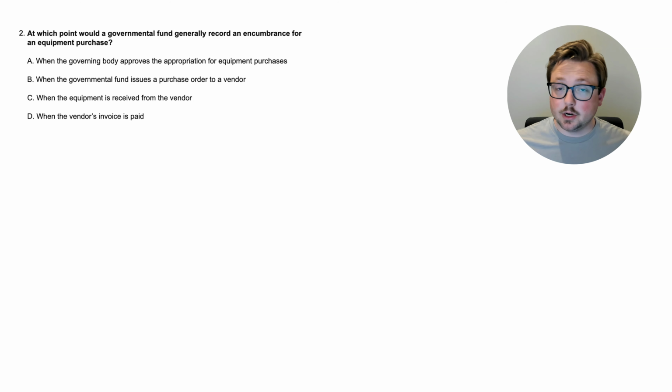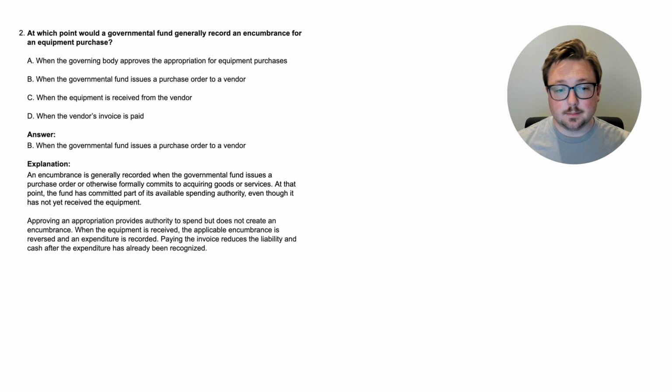If you already know it, then let's go ahead and go to the answer. If you want, you can pause it and think about it for a second, and then when you're ready, come back, we'll look at the answer together. Okay, here we are. The answer is B. It's when the governmental fund issues a purchase order to a vendor. Again, in the previous question, that's exactly what we saw, so hopefully this wasn't too difficult.